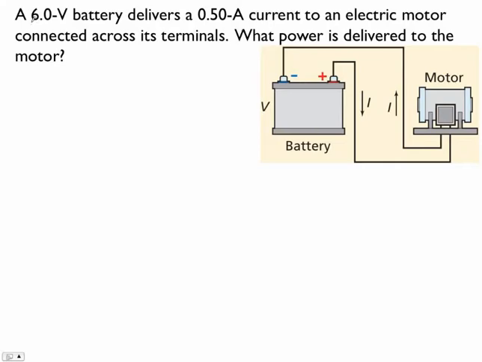So for this problem, we have a battery that is 6 volts. So we will write that down here as a volt of 6. And then it says that it's delivering a 0.5 amp current. So again, even though it's current, our symbol is I, and it's 0.5 amps, to an electric motor connected across its terminals. And then it wants to know, what is the power delivered to the motor? So we want to know the power.